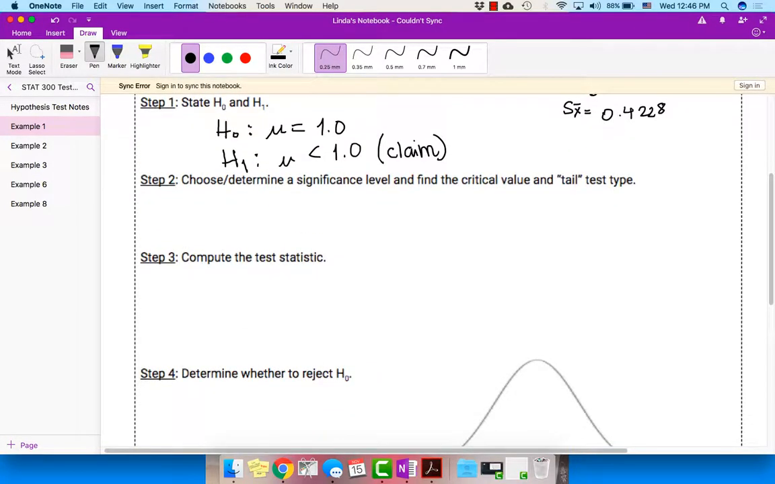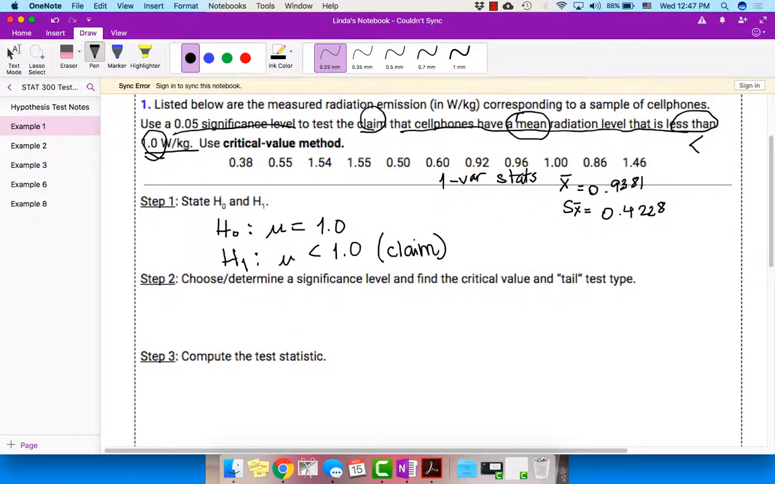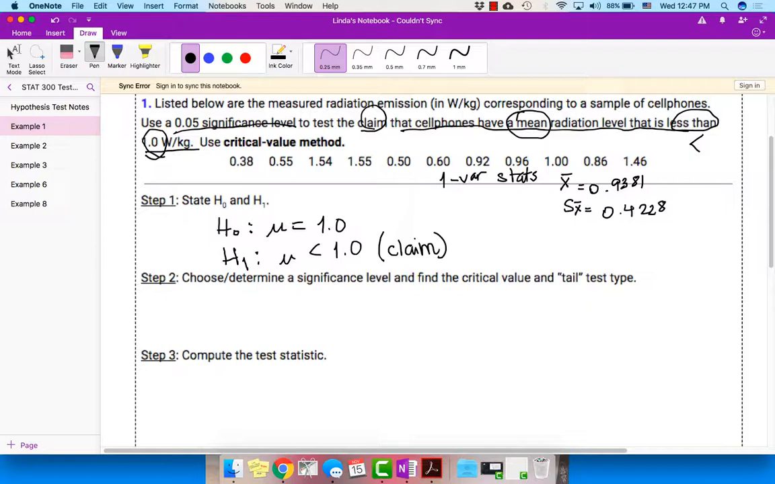Okay. Step number 2 is to choose and determine a significant level. Well, in this problem, it already gives you a significant level of 0.05. Okay, that means our alpha is 0.05. Okay, if it didn't say in the problem, then use the most common significant level, which happens to be 0.05. Okay, and we also need to find the critical value and the tail test type.